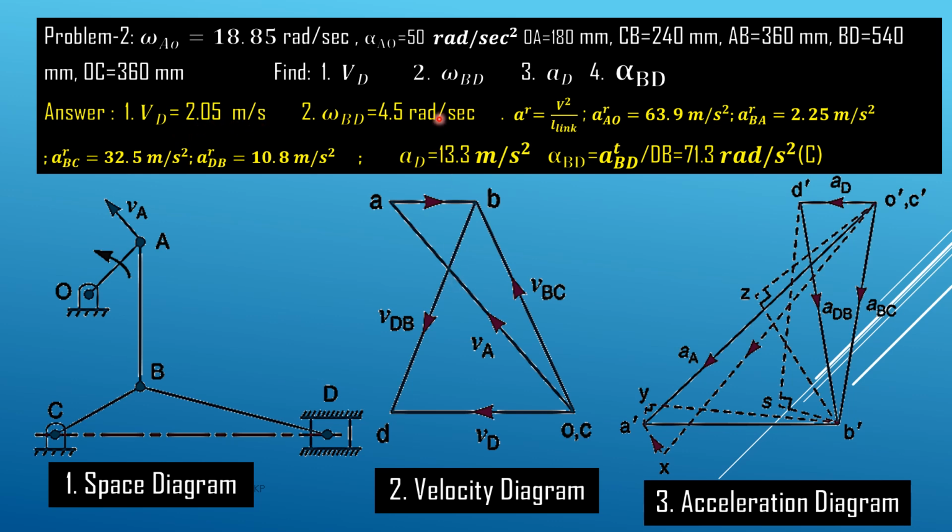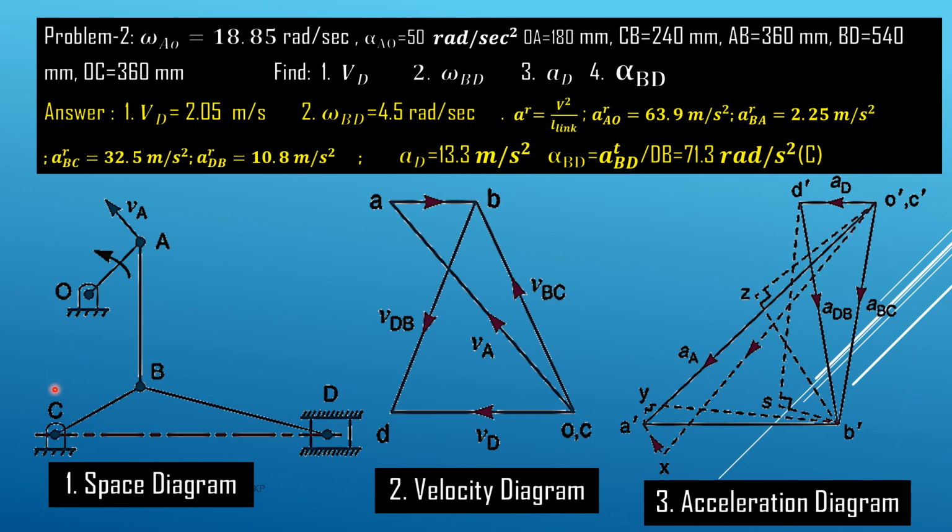Then omega BD, this is B and this is D. So VDB we know, and if we divide VDB by the length BD, we get the value of omega BD. So omega BD is coming out to be 4.5 radian per second in this problem. The other data we have to find out are the acceleration and the angular acceleration. So we have to draw the acceleration diagram for this. This is the next step.